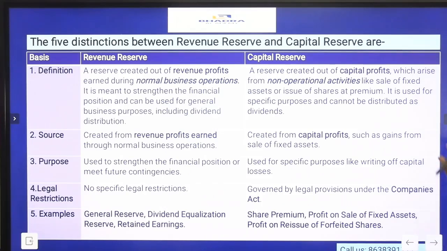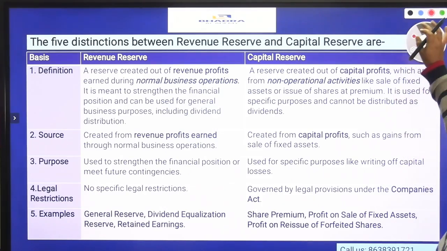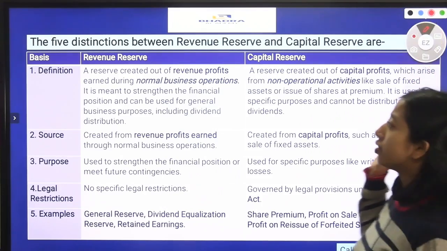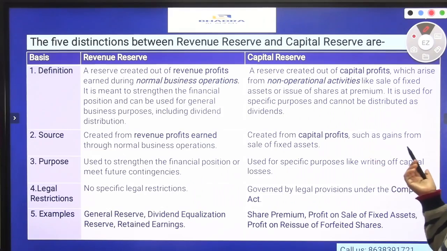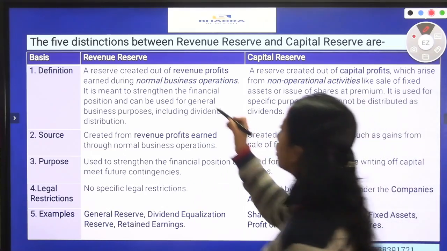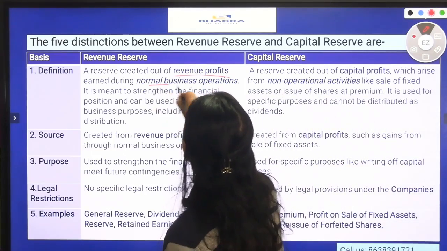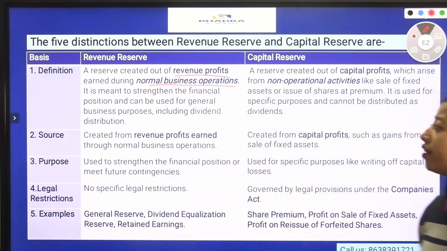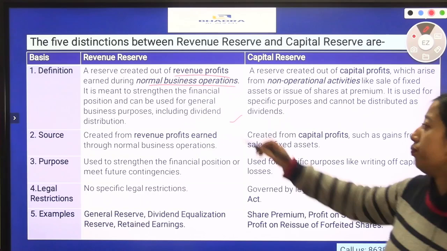Next we move to the distinctions. The first basis of distinction is the definition. A revenue reserve is a reserve created out of revenue profits earned during normal business operations. It is meant to strengthen the financial position and can be used for general business purposes, including dividend distribution. As I have already mentioned, this is the definition of a revenue reserve.